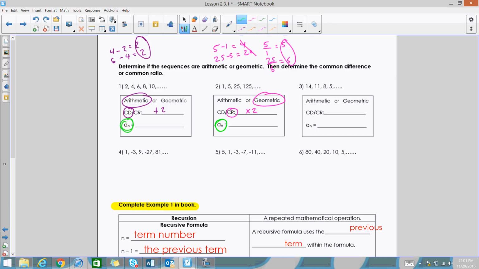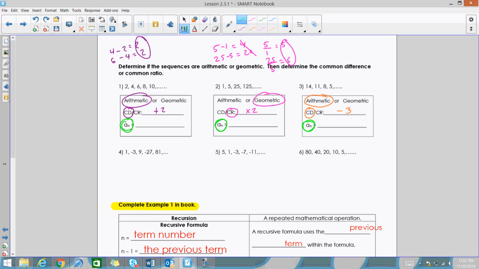All right? So why don't you try 3, 4, 5, 6, pause it, try it, and then you can check my answers. All right, so here we go. So this next one is arithmetic. It's a common difference of minus 3, right, because you're subtracting 3.